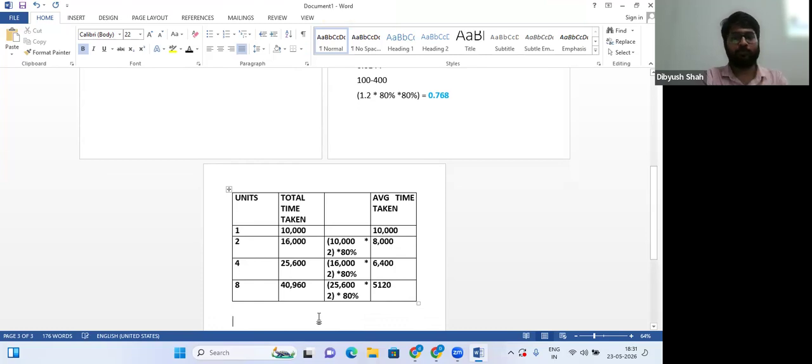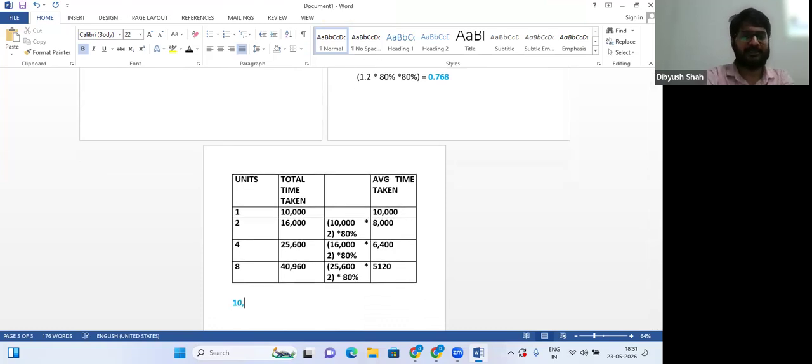If anybody wants to do a shortcut, first is 10,000. You need only to understand how many times it will double for average time. It will be 3 times. So 80% into 80% into 80%. You will directly get the answer.